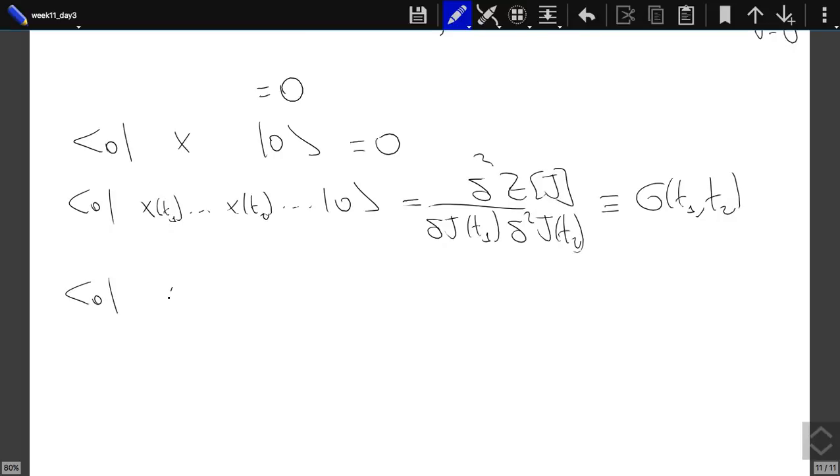This one will be kind of fun. Again, I have all the Hamiltonians in between.